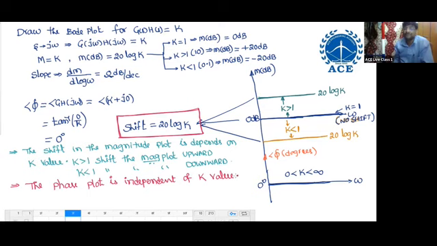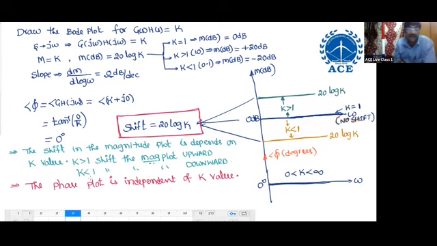Okay, next. Completed. Next, n finite poles. Next, this is about K.